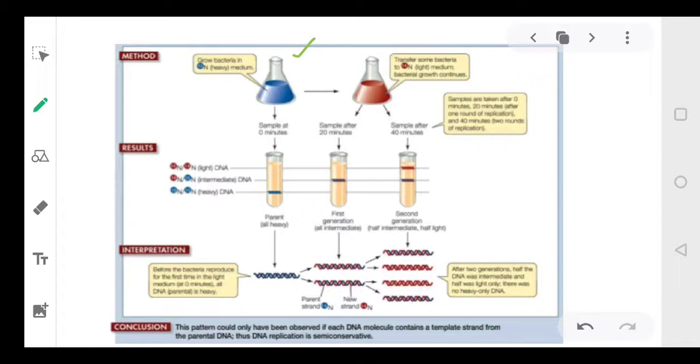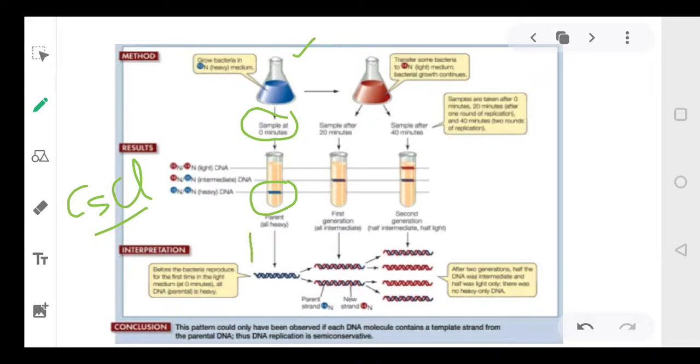When we have grown the E. coli in N15 medium, we are testing its sample at 0 time. Okay? So when we are testing and subjecting it to cesium chloride centrifugation method, we observed that the DNA is present at the bottom of the test tube. Okay? It is present at the bottom because N15 is a heavier isotope of nitrogen, so our DNA has also become heavy. Okay? Is it clear?